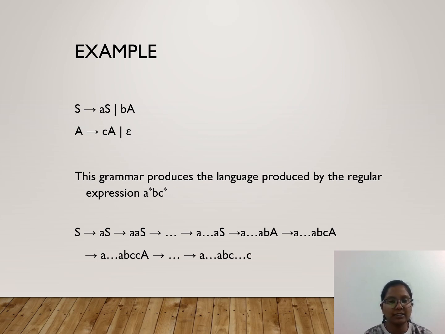S can be written as aS, and then S can be written as aS again. Again, S can be written as small b capital A, and capital A can be written as small c capital A. Again, capital A can be written as small c capital A. We can see that we'll be getting small a, small b, small c and capital A. It can be written as small b, small c also. We can see that we'll get small c.